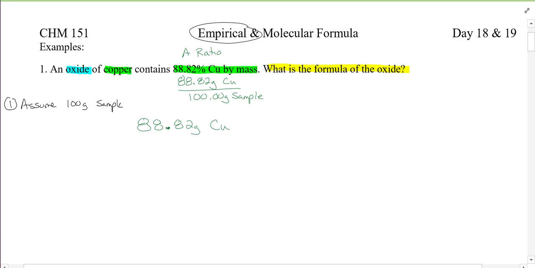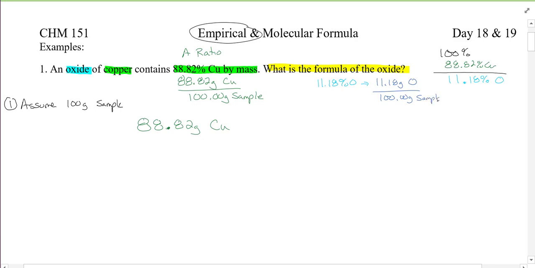What about oxygen? Because it's just copper and oxygen. Well, if I have 100% overall, and we know 88.82% is Cu, we can do the math, and if we subtract, I get 11.18% oxygen. Right? So that means I have 11.18% O, which is the same thing as 11.18 grams of oxygen for every 100 grams of sample.